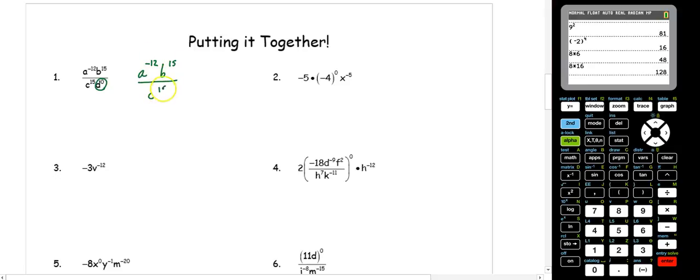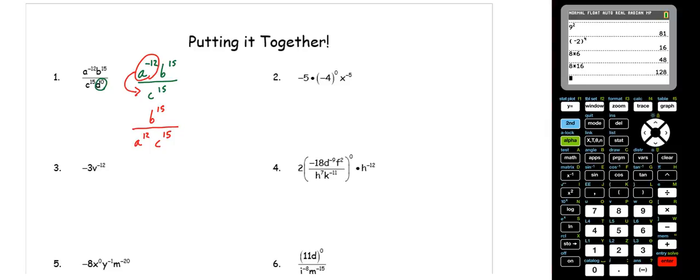The next thing I want to look for is, do I have any negative exponents? So I have a to the negative 12th, which needs to move into the denominator. So I'm left with b to the 15th over a to the 12th, c to the 15th.